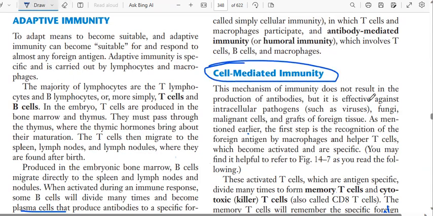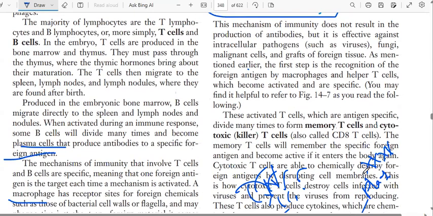This mechanism of immunity does not result in the production of antibodies, but it is effective against intracellular pathogens, fungi, malignant cells, and graft or foreign tissue. As mentioned earlier, the first step is the recognition of the foreign antigen by macrophages and T helper cells, which become activated and are specific. Understood? So here, it does not kill the bacteria, but it helps against viruses, fungi, and tumor cells. Okay, so understood that it is a foreign material, you have to attack very rapidly. So according to that, the immune system will work.